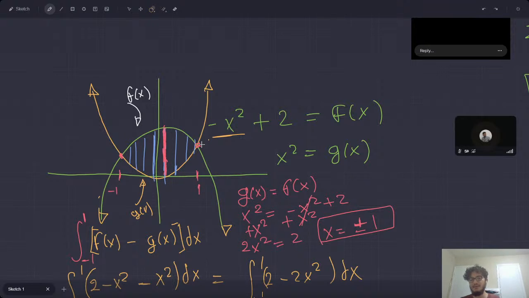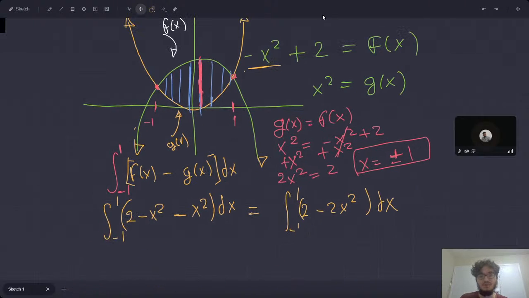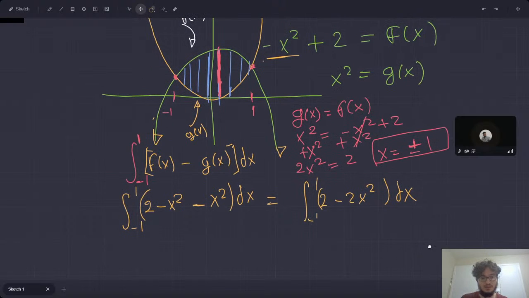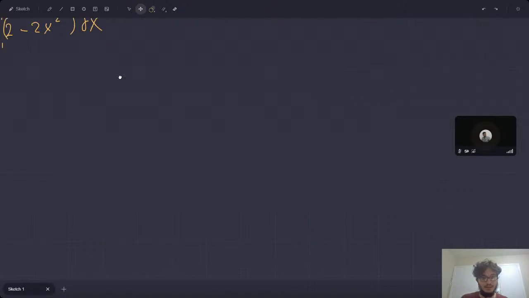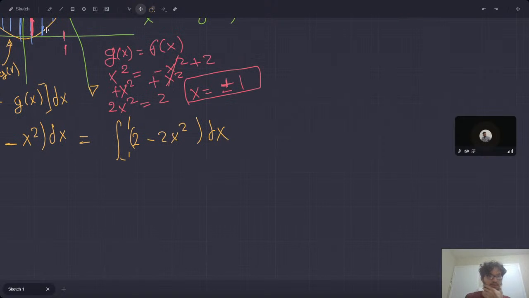Yeah, no, they don't really make it too complicated, honestly. I think the whole point of this is to understand what's happening, right? It's to understand why you're adding up these areas or how you're getting to the setup of the problem. So now let's analyze this integral a little bit. So just take out a 2, you get 2 times the integral from negative 1 to 1 of 1 minus x squared dx.